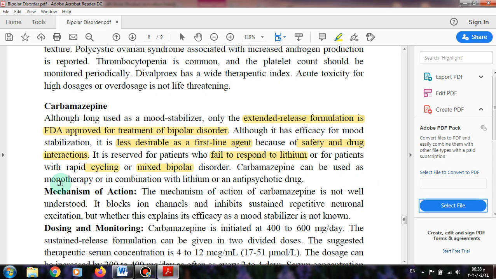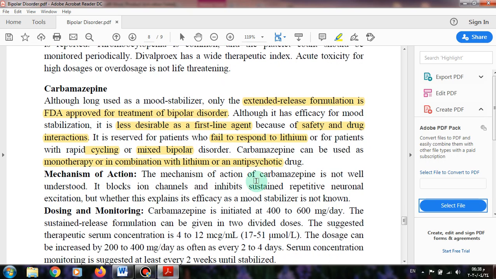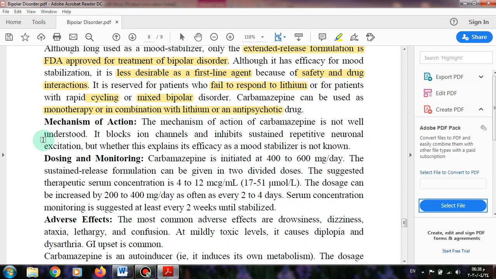Carbamazepine can be used as monotherapy or in combination with lithium or with other antipsychotic drugs. Mechanism of action is not well understood. However, it blocks ion channels and inhibits sustained repetitive neuronal excitation. But whether this explains its efficacy as a mood stabilizer is still not known. Dose ranges from 400 to 600 milligram per day, and this is adequate to produce a therapeutic serum concentration of 4 to 12 microgram per ml.